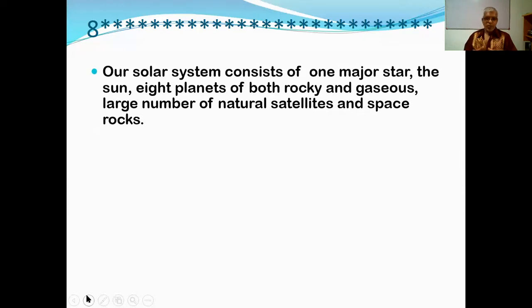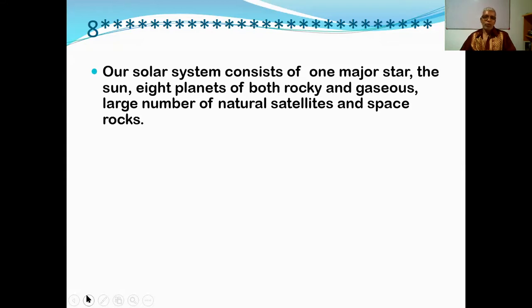The sun is the head of the solar system. The sun generates its own light, heat, and energy. The sun is the largest item, and the biggest mass of the solar system can be found with the sun. Then 8 planets, both rocky and gaseous. 4 planets are rocky planets, you know them. They are Mercury, Venus, Earth, Mars. Then a large number of natural satellites and space rocks can also be found, as I mentioned earlier.